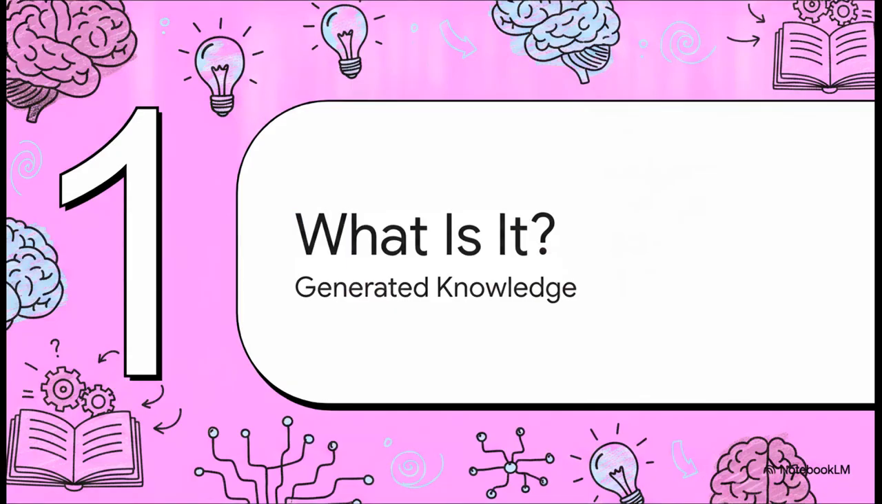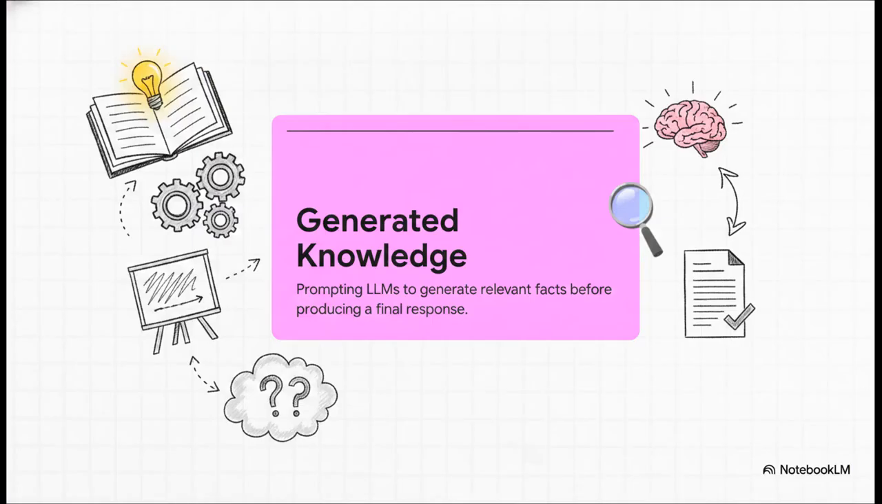What exactly is generated knowledge? To put it simply, the generated knowledge approach is when you explicitly prompt a large language model to generate useful, relevant facts about a topic before you actually let it produce its final response. Think of it kind of like making the AI do its homework or brainstorm on a whiteboard before it actually sits down to write the final essay. By forcing the AI to pull up and lay out the facts first, you're basically building a solid foundation of truth that the final answer can rest on.